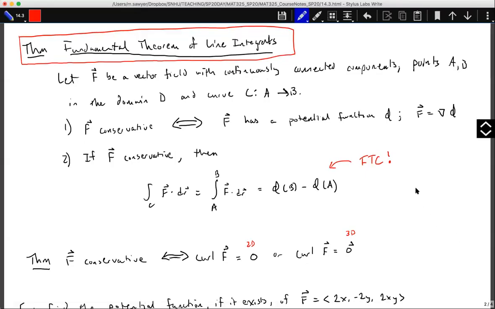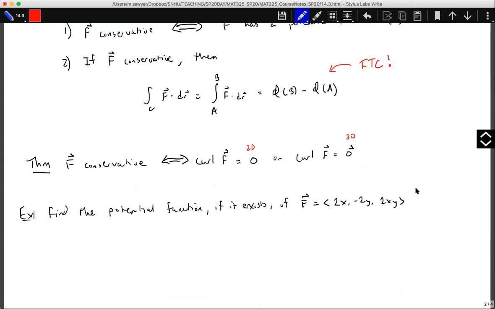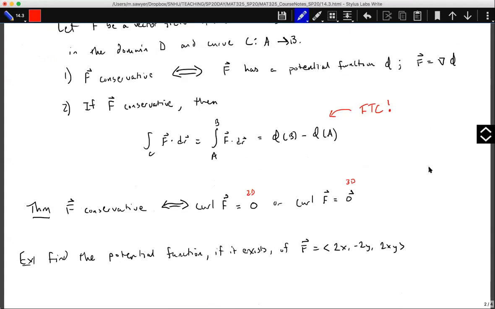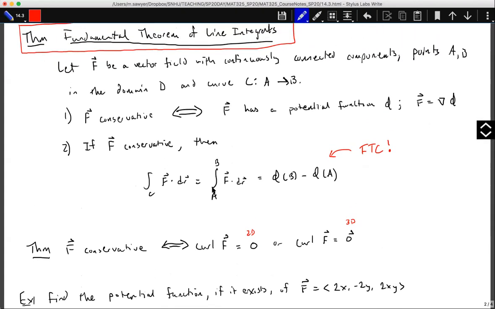An additional theorem that's helpful is that if we have a conservative field, then our curl is equal to 0 in 2 dimensions, or our curl is equal to the 0 vector in 3 dimensions. And if the curl of our vector field is equal to 0, then we have a conservative field. So these 2 theorems, the fundamental theorem of line integrals and our connection between conservative fields and curl, will help simplify a lot of our problems.